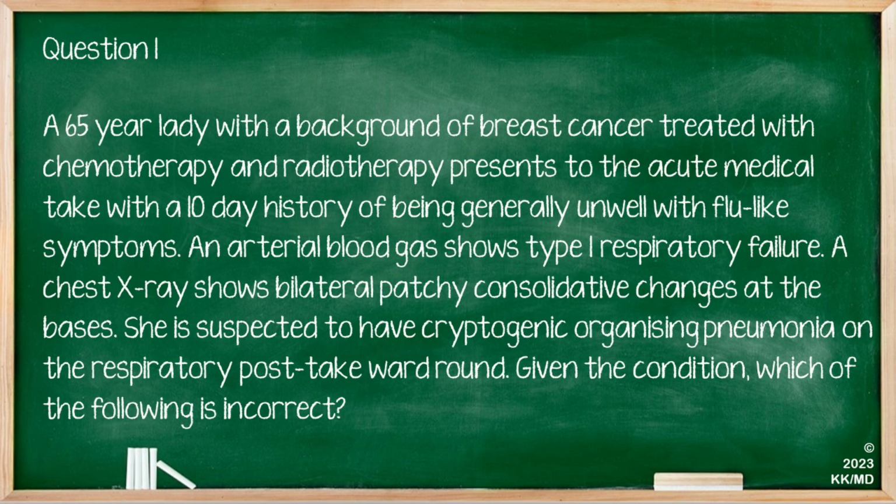So let's try a question. A 65-year-old lady with a background of breast cancer treated with chemotherapy and radiotherapy presents to the acute medical take with a 10-day history of being generally unwell with flu-like symptoms. An arterial blood gas shows type 1 respiratory failure. A chest X-ray shows bilateral patchy consolidative changes at the bases. She is suspected to have cryptogenic organising pneumonia on the respiratory post-take ward round. Given the condition, which of the following is incorrect?